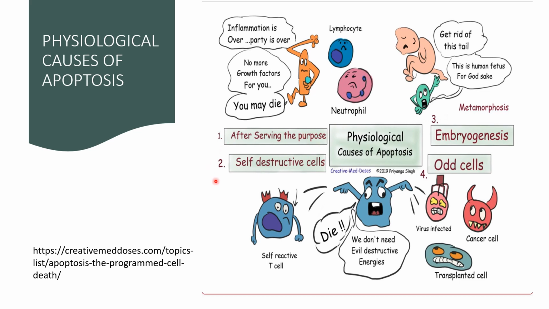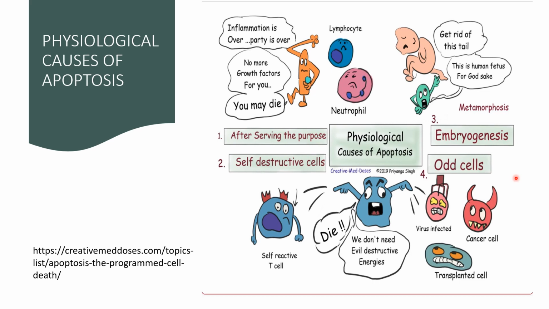The second example is self-destructive cells. Let's say for example, you have your lymphocytes, but these lymphocytes, due to some signals within itself, become harmful and they become self-reactive T cells. Now these self-reactive T cells will be recognized by the body and they will be eliminated by apoptosis. The third example is embryogenesis. So, the body usually undergoes developmental changes, which is also called embryogenesis.